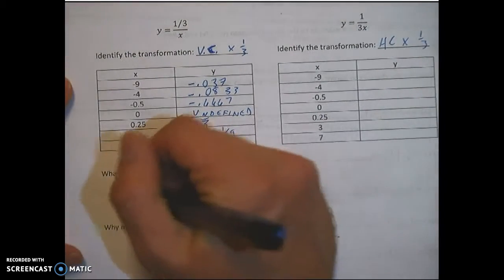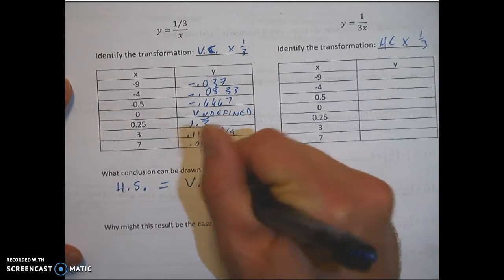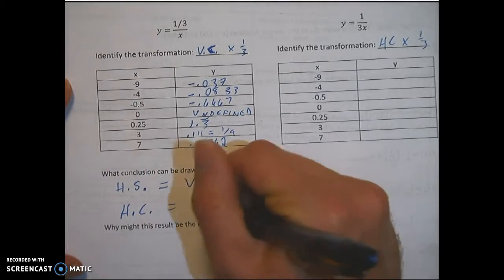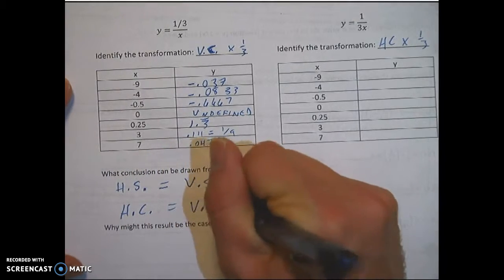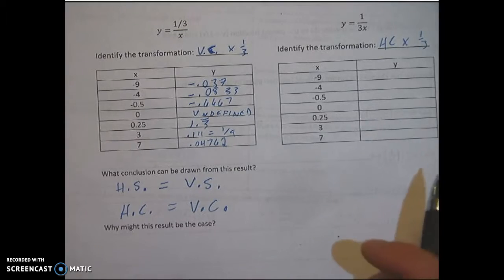Well, a horizontal stretch is the same thing as a vertical stretch. And equally, a horizontal compression is equal to a vertical compression. So you don't need to write one or the other. You just pick one. Don't write them both. Why might this be the case? Well, it's because of the algebra.